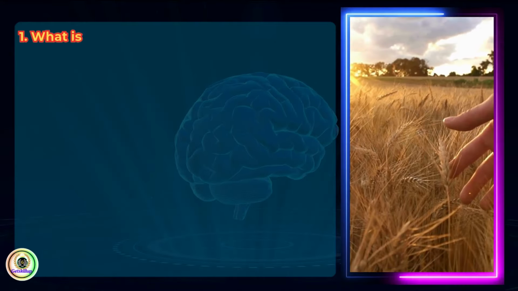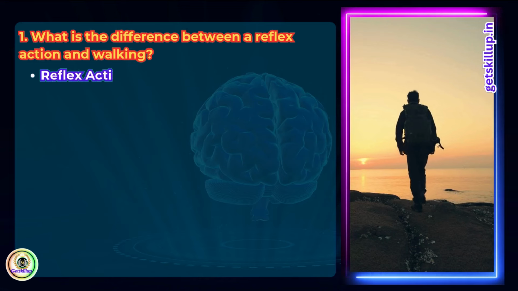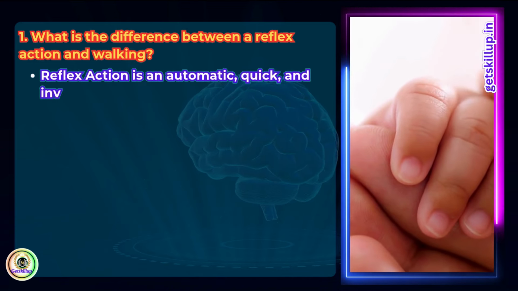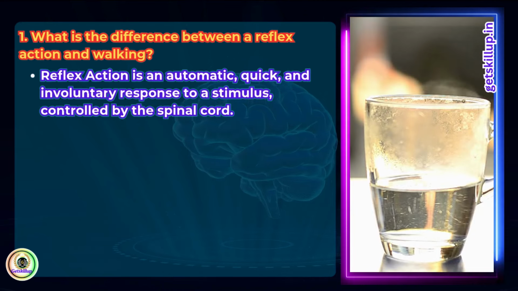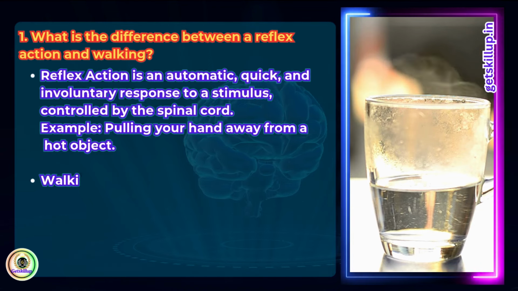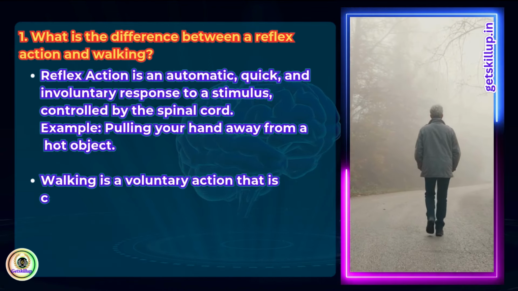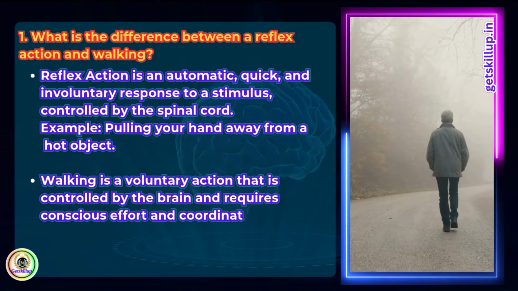Question 1. What is the difference between a reflex action and walking? Answer. Reflex action is an automatic, quick, and involuntary response to a stimulus controlled by the spinal cord. Example, pulling your hand away from a hot object. Walking is a voluntary action that is controlled by the brain and requires conscious effort and coordination.